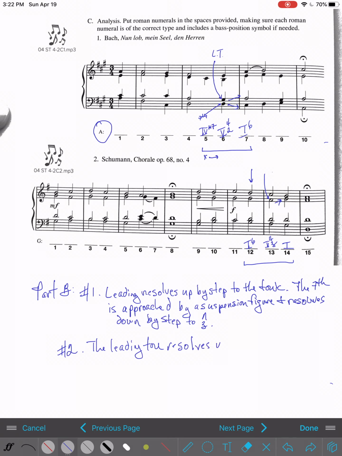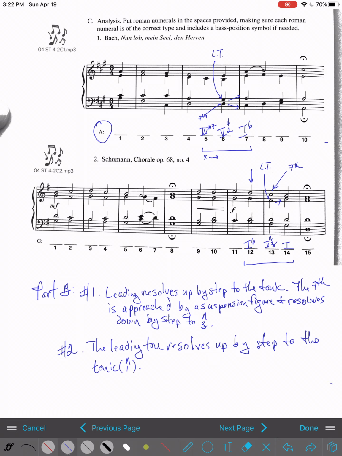Resolves up by step to the tonic, or you could put scale degree 1, something like that. And then the next thing you would need to do is talk about what happens with the 7th. So this is the leading tone right here, and this pitch here is the 7th of the chord. What we're going to have to talk about is how it's approached and left.